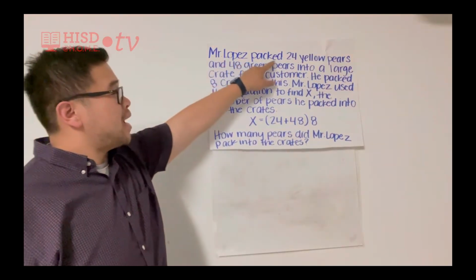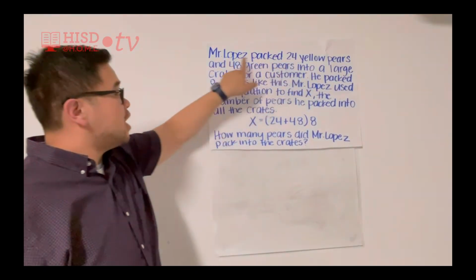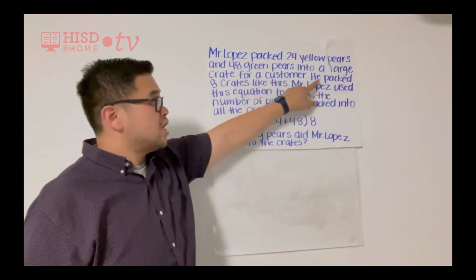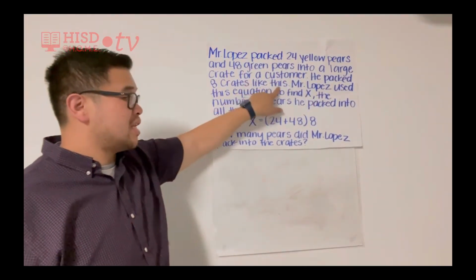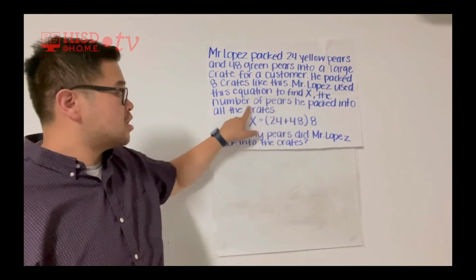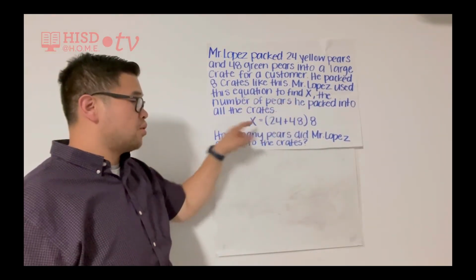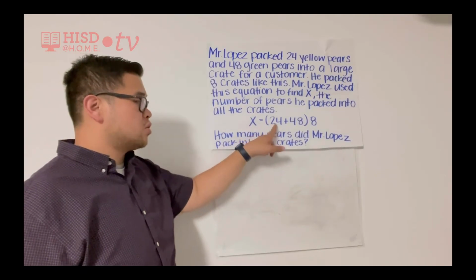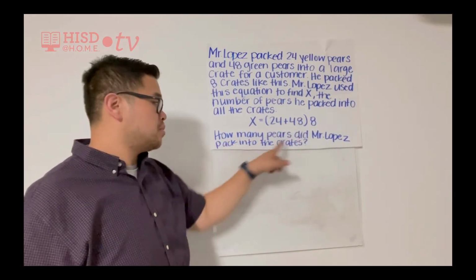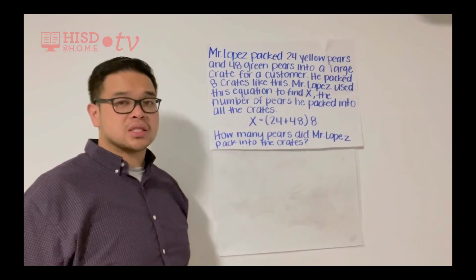So let's go ahead and read the problem. Mr. Lopez packed 24 yellow pairs and 48 green pairs into a large crate for a customer. He packed 8 crates like this. Mr. Lopez used this equation to find X, the number of pairs he packed into all the crates. X equals 24 plus 48 times 8. How many pairs did Mr. Lopez pack into the crates?